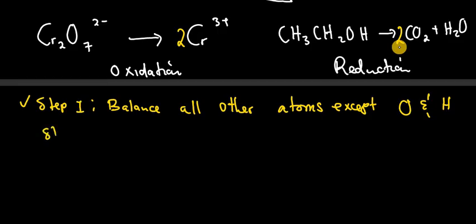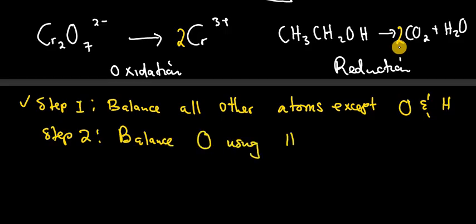Then we go to step 2. Step 2 says balance oxygen using water. So look at the equations that you've been given. Here there are 7 oxygen atoms on the reactant side, right? Here there is no oxygen. So I'll put water on the right because it's the side that is deficient of oxygen. It is lacking 7 oxygens.